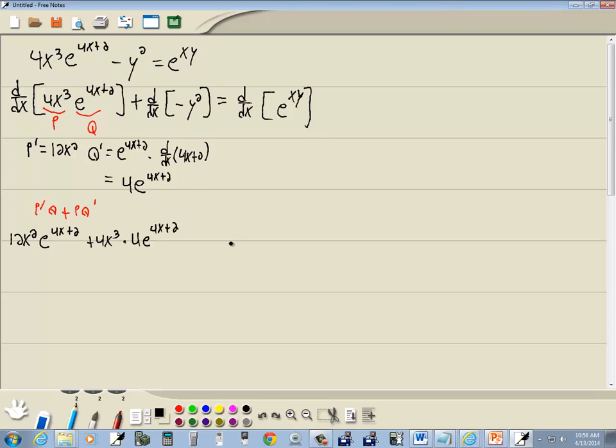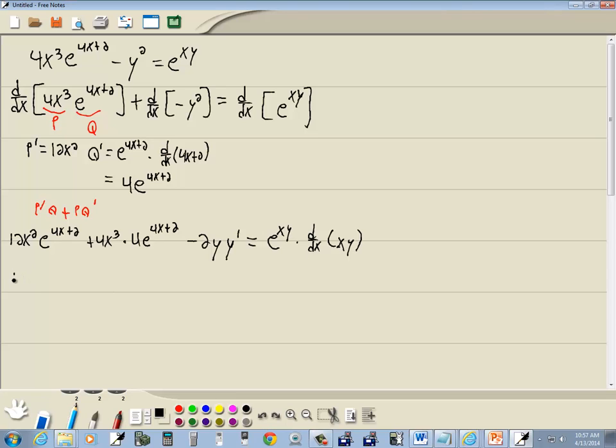Okay. The derivative of negative y squared is negative 2y, but since we're taking the derivative with respect to x and it's really a y, we have to put on a y prime. The derivative of e to the xy is e to the xy times the derivative with respect to x of xy. That's the chain rule applied to exponential functions. Derivative of e to the xy is e to the xy times the derivative of the exponent.